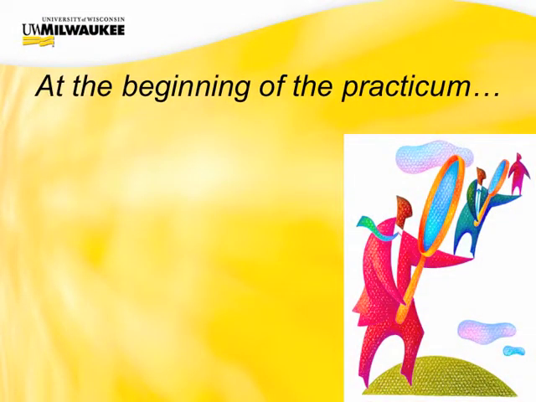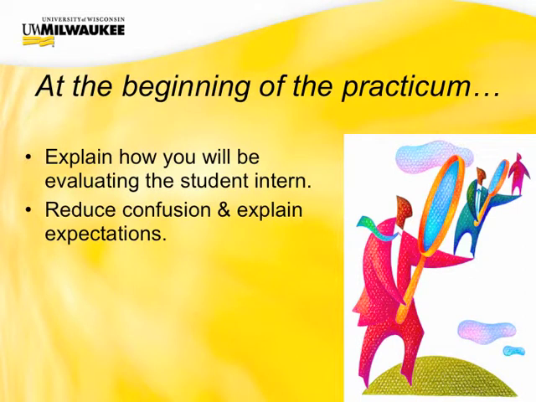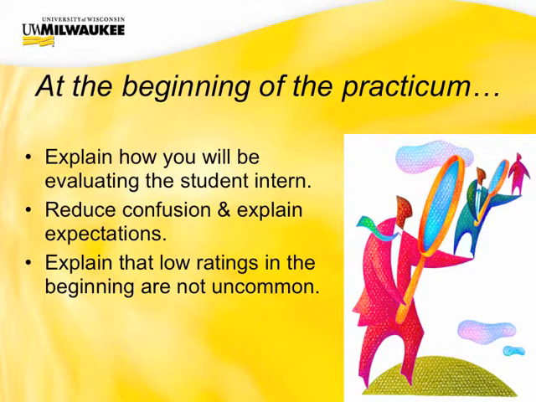So explaining how you will be evaluating the student in the beginning of practicum is also a key idea. This would certainly reduce confusion and would clearly communicate to the student expectations that you would have. So for example, if you're using a 4-point rating system on the evaluation form, it might be a good idea to communicate that it's not unusual for students to get some 1s or 2s in their first evaluation, but that the key aspect that we're looking for is growth.